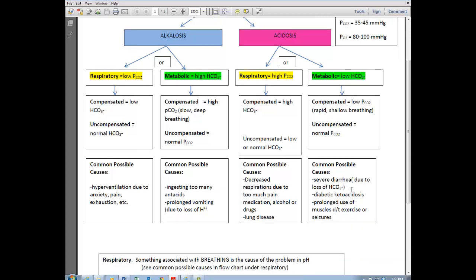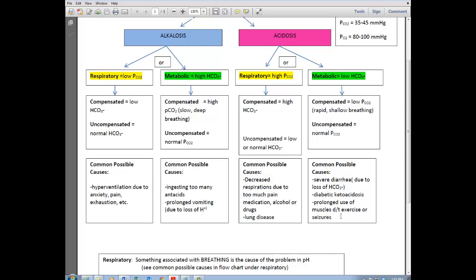If a person has diabetic ketoacidosis, their body is breaking down fat and protein for energy. That creates keto acids and builds up acidic conditions in the blood. Or excessive exercise or seizures because of the buildup of lactic acid. So those are all possible causes of a metabolic acidosis.